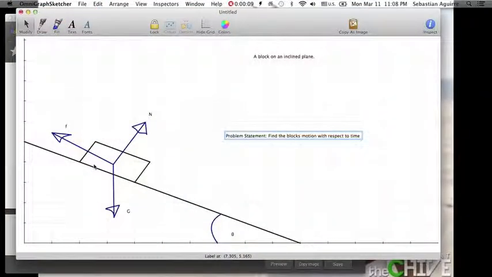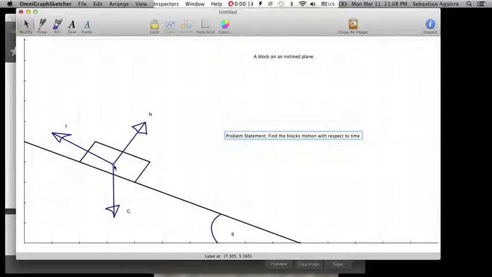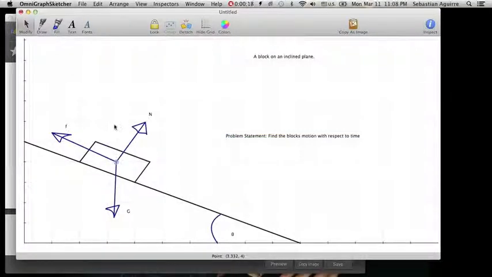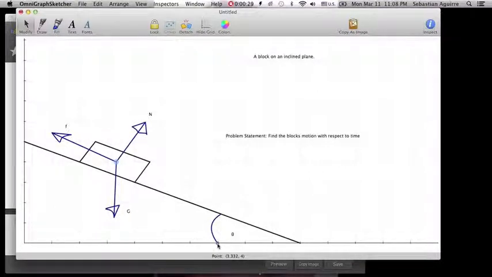Previous derivation or expansion of the second law, I feel we are ready to explore our first problem. And here I have a crude drawing or free body diagram, if you will, of a block on an inclined plane. Here we see the three forces acting on it: the normal force, the frictional force, and the gravitational force pointing downwards. Here's the angle theta of the incline with respect to the x-axis.